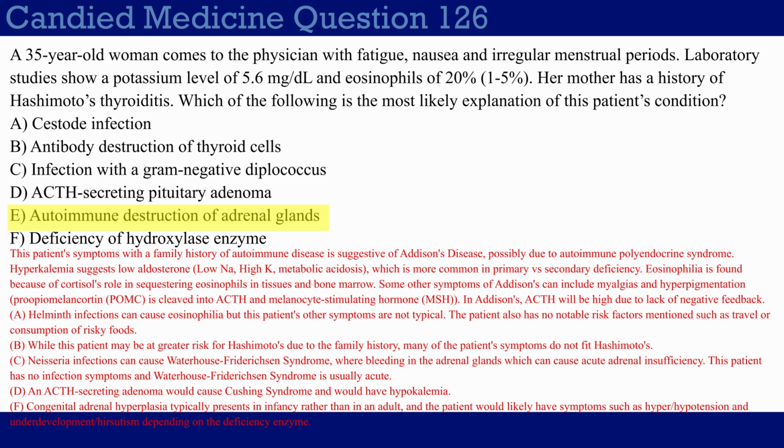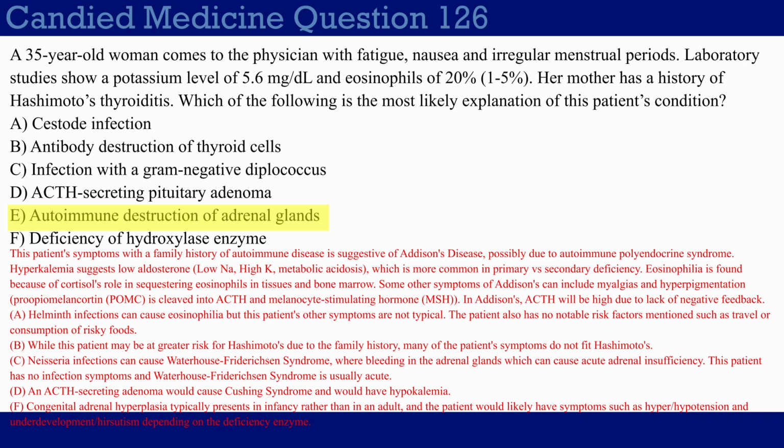So this patient has no infection symptoms of note. And typically when it happens, you would be pretty sick already. So it would be mentioned in the question, right? It would mention probably that she has recurrent infections of some kind or that she's in really bad shape right now. And since Waterhouse-Friderichsen syndrome is acute, you wouldn't necessarily see the hyperkalemia or the eosinophilia.